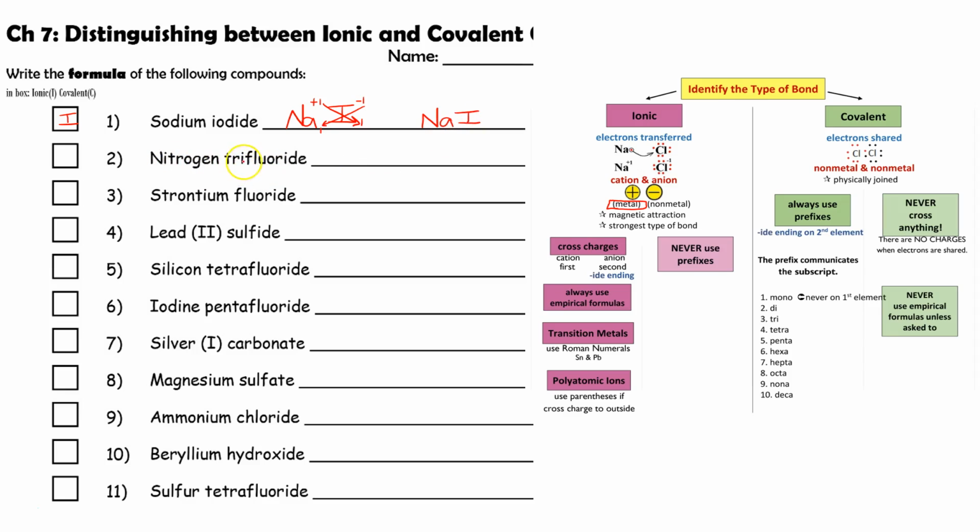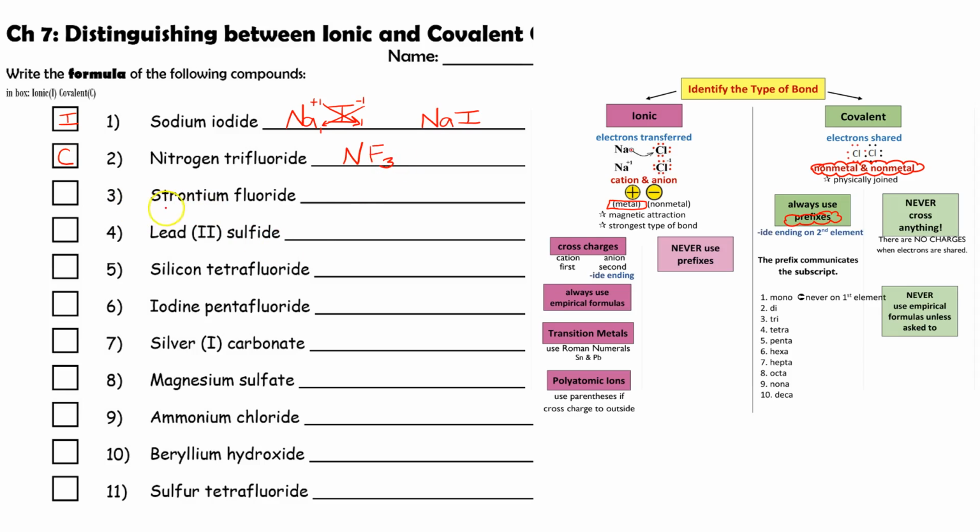Number two, nitrogen trifluoride. You'll notice here that you have a couple of things going on. Nitrogen and fluorine are both nonmetals, and anytime you have two nonmetals together, it's immediately covalent. The other indicator is that you have a prefix, tri, and anytime you have a prefix, it's going to be covalent. So I'm going to indicate that it's covalent. I am never going to look up charges or cross anything, but instead, the prefix is going to communicate the subscript to me. So I'm going to have nitrogen, and then trifluoride, so I'm going to write down fluorine, and the tri prefix indicates that it's 3, so I'm going to write NF3.